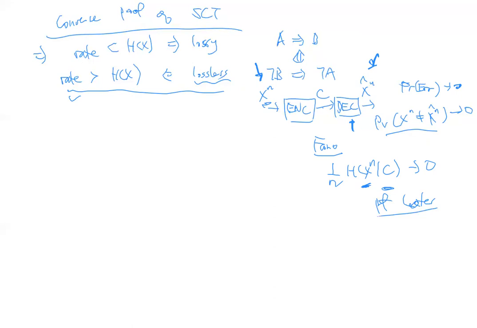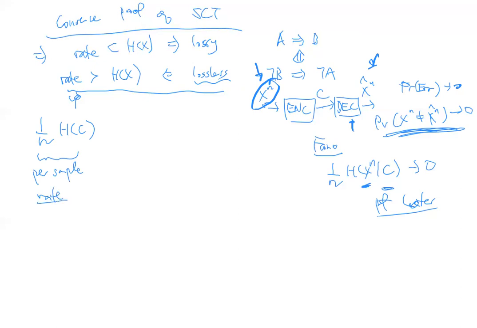But let's again try to show the converse proof first. The converse statement is basically saying that if it's lossless, so essentially the errors go to 0, then the rate has to be bigger than H(X). So what's the rate? The rate is H(C), right? So I have H(C) here. And I want to look at it per sample. Because I take X^n as a sequence of n samples and compress it, the per sample rate will be just H(C) over n.